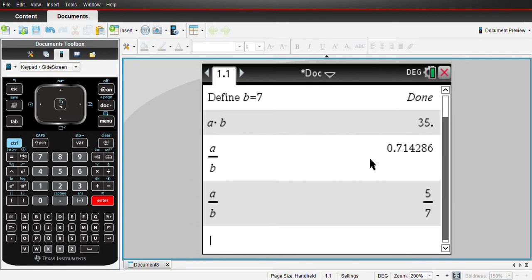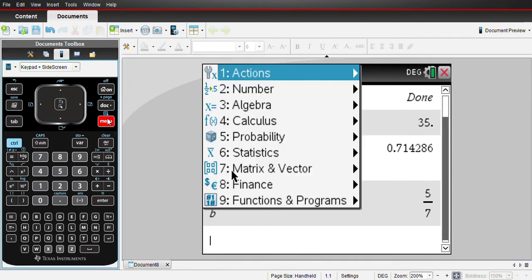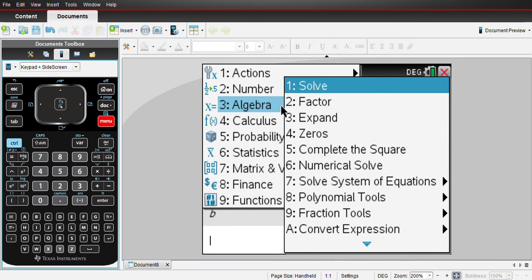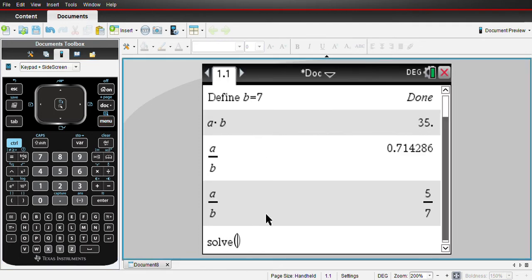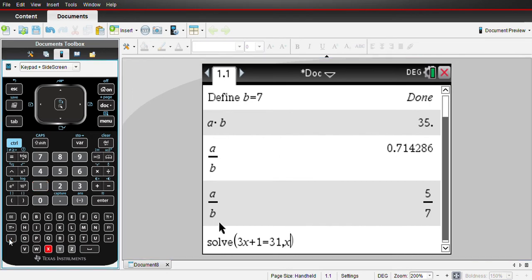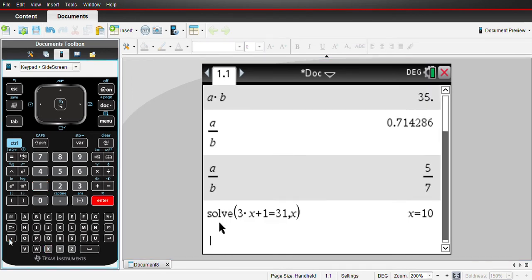One of the other things that we can do is we can solve a linear equation. So if I go menu 31, so if you ever forget, just think of Mr. Tweedale's age, menu 31, and now if I do something simple like this, 3x plus 1 equals 31, and then I want to solve it for x, so I press comma x and I press enter. There we have it, we can solve a simple linear equation.